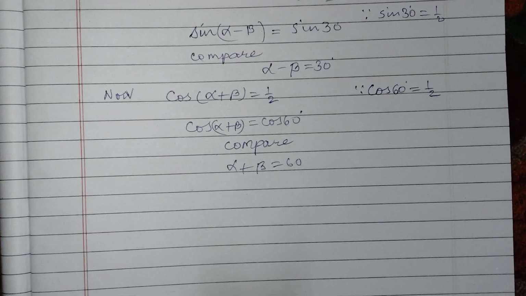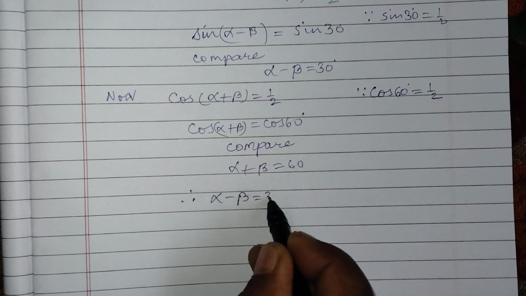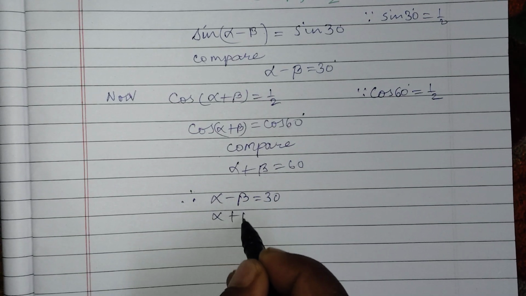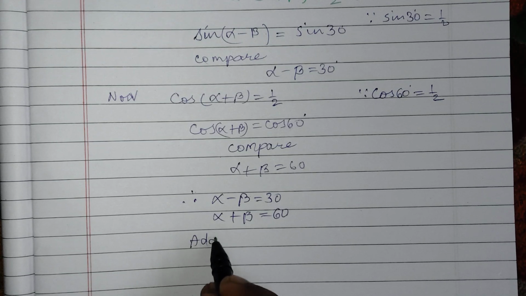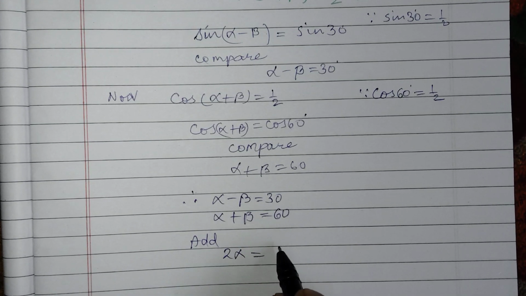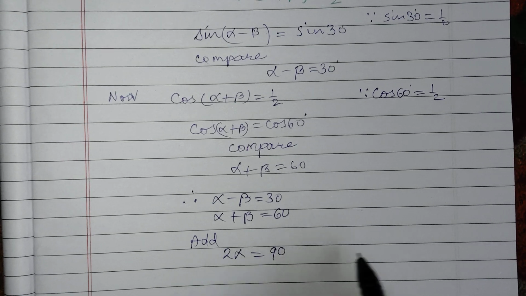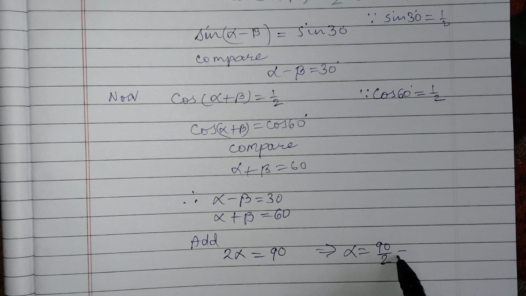So we generate two equations. Alpha minus beta equal to 30. Alpha plus beta equal to 60. Add both equations. We get 2 alpha. Beta and beta cancel after addition. 30 plus 60 is 90. It gives us alpha equal to 90 upon 2, which is 45.